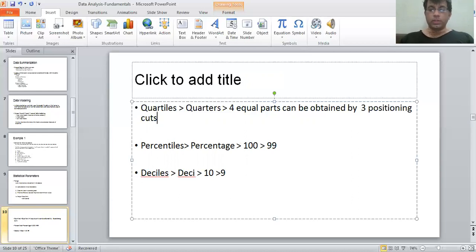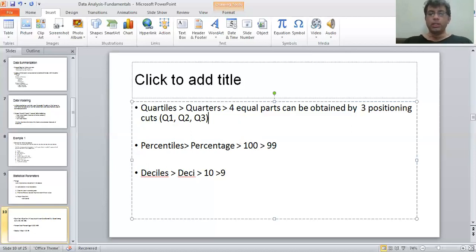And these 3 positioning cuts are basically called the quartiles. So we name them as Q1, and then Q2, and then Q3. Q is for quartile, and 1 means the first position, which will give us the first portion. Q2 or quartile 2 means the second position, which cumulatively with the first one will give us 2 portions. And then Q3 is the quartile 3, which will give us 2 more portions. And in this way, we'll get the 4 portions, right?